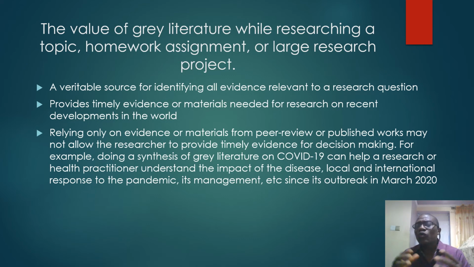So to do something on COVID-19 between March 2020 and now, the best way to go is to go into the grey literature and get what has been written locally and internationally by WHO, by other health related organizations concerning this pandemic. The grey literature will be a veritable source, a good source to get a variety of papers, variety of pronouncements, decisions, policy statements, regarding the pandemic that can help anybody or government organizations to make informed decisions on COVID-19.